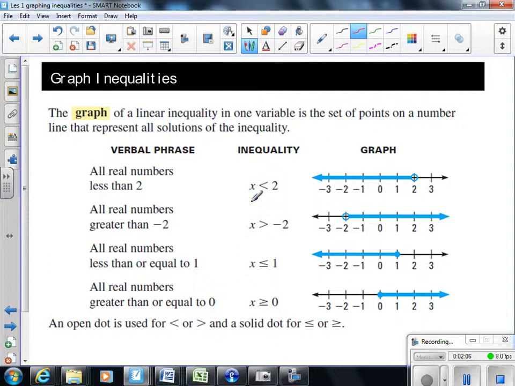Now, one thing I do want to point out is that in all these cases, your variable comes first. And I'm going to encourage you to rewrite your inequalities if they don't end up that way, so that your variable always is first. It helps you when you're shading, because a less than always points to the left, a greater than points to the right, and so forth. But the key here is an open dot is used for greater than or less than, and a solid dot is used for less than or equal to, or greater than or equal to.